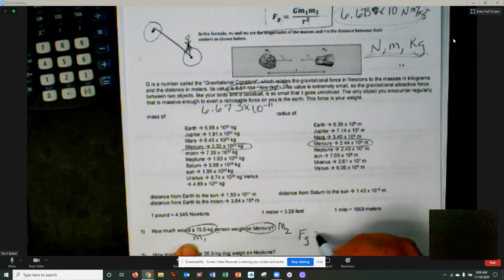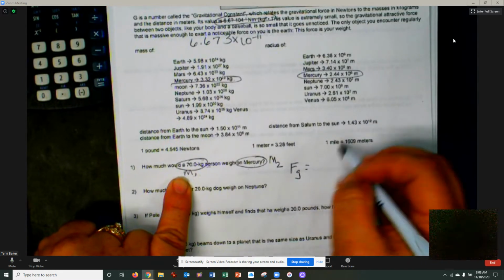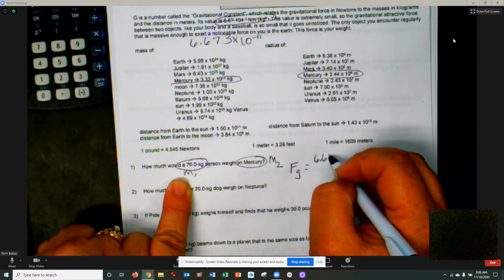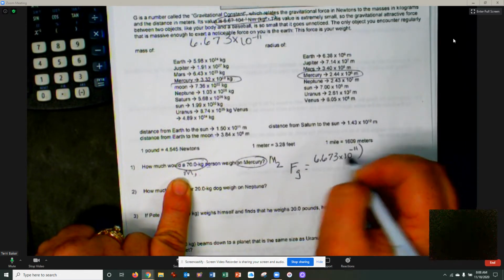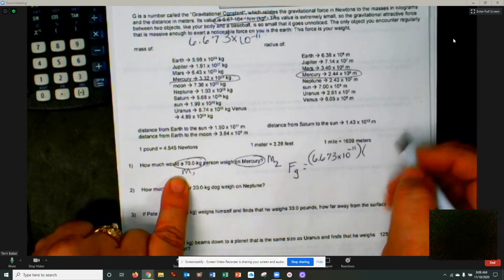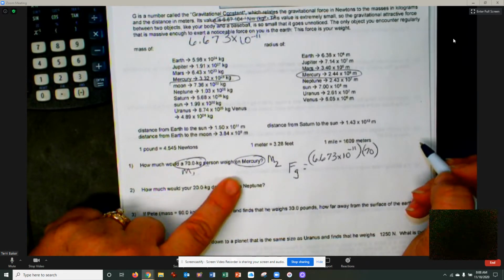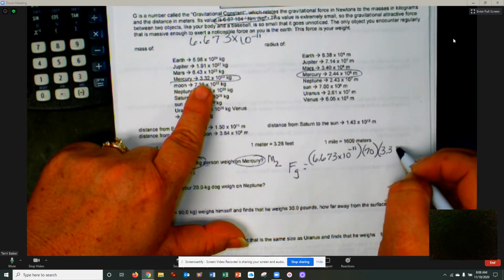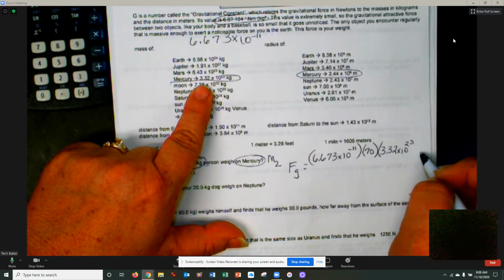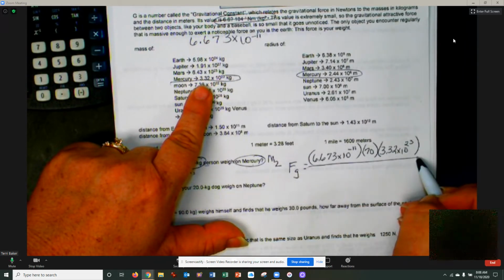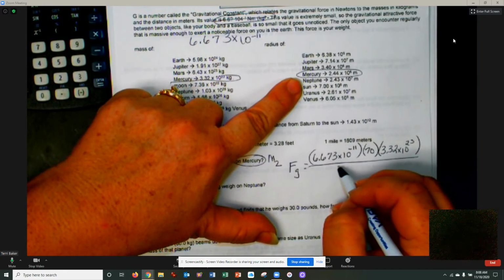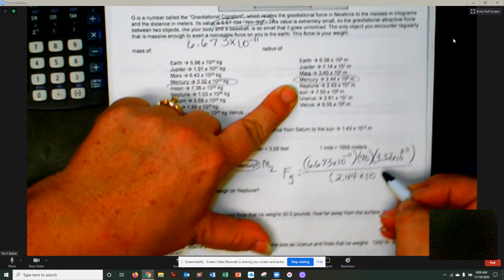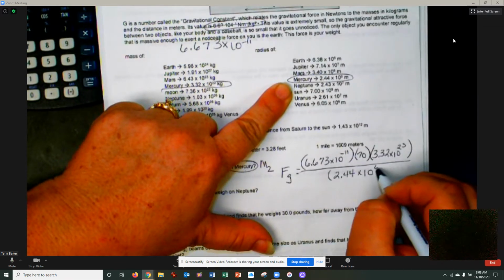So F of g is going to equal big G, the universal gravitational constant, 6.673 times 10 to the negative 11, times the mass of the first object, which is 70, multiplied by the mass of Mercury. If you go up top, it's 3.32 times 10 to the 23rd kilograms, divided by the radius of Mercury squared, 2.44 times 10 to the 6th, squared.